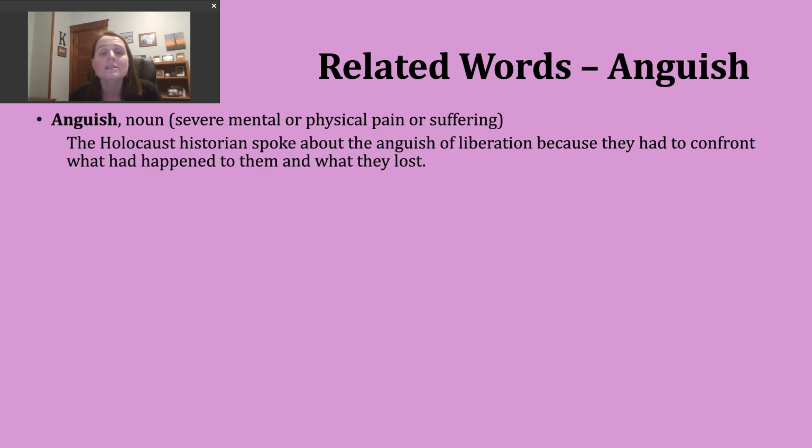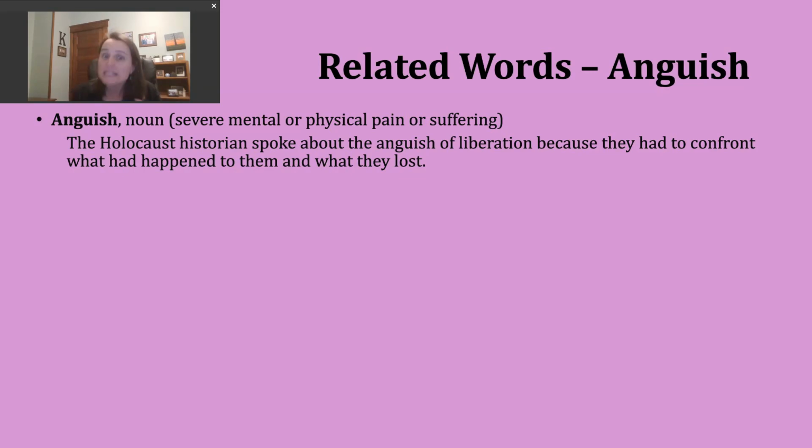The Holocaust historian spoke about the anguish of liberation because they had to confront what had happened to them and what they lost. So this particular person was suggesting that for many people who had not lived those particular events during World War II, right? You would think, oh, you're being freed, you're being liberated.